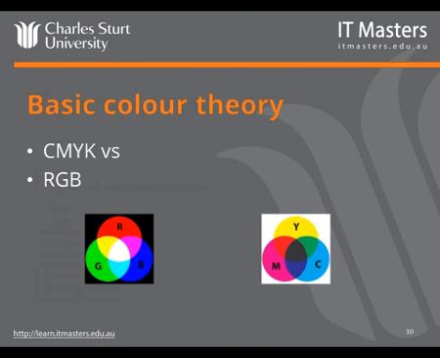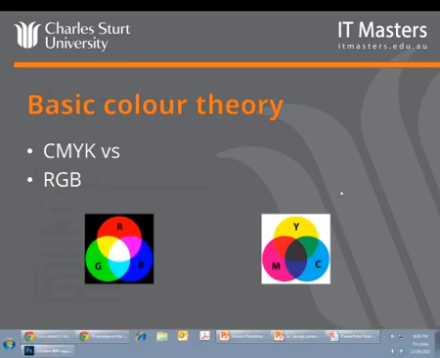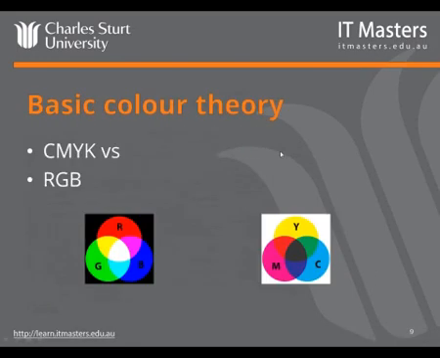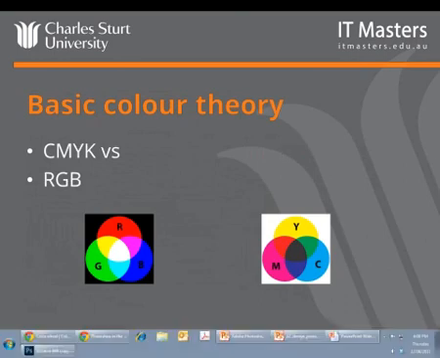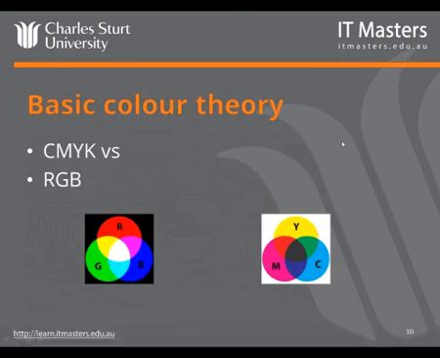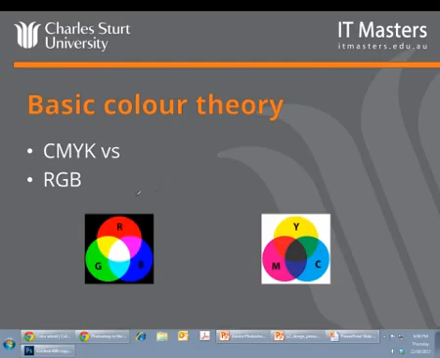So basic color theory, just quickly, CMYK versus RGB. CMYK stands for cyan, magenta, yellow, and key. Key stands for black. And RGB is red, green, blue. The main difference between these two types of color is how they approach black and white. RGB, and I'm just going to get my little drawing tool here.